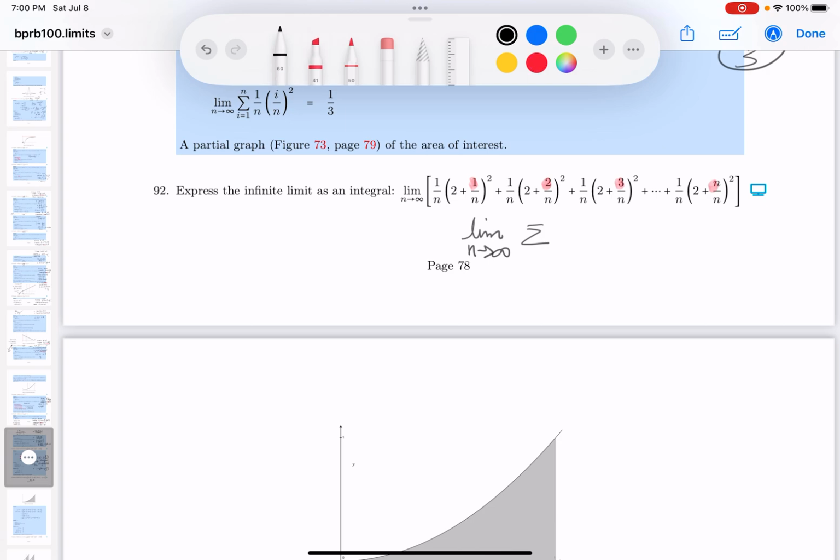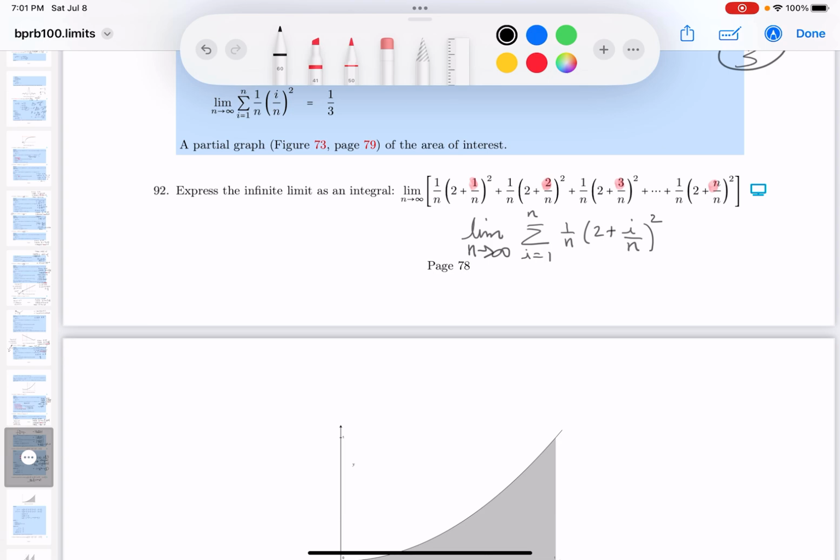So I'm going to write down the sum from i equals 1 to n, 1 over n, times 2 plus i over n, squared. And be careful now. Look at this and say, does it really make any sense to put that down? I'm kind of looking at it, and let's take a look. So I got the 1 over n every time. Yeah, I think I did okay.